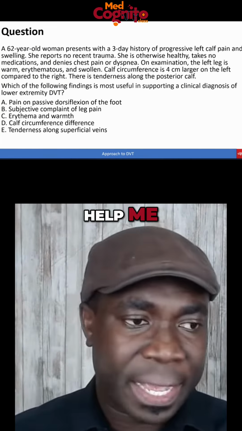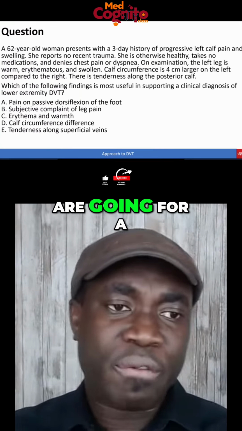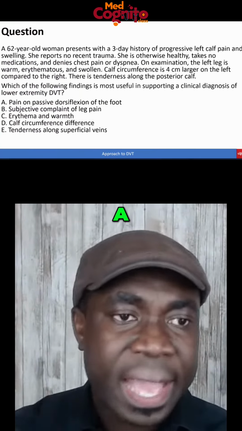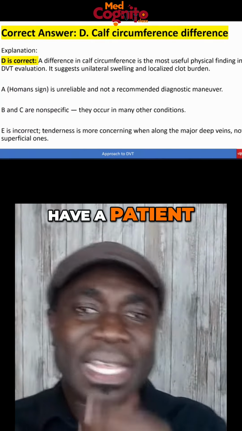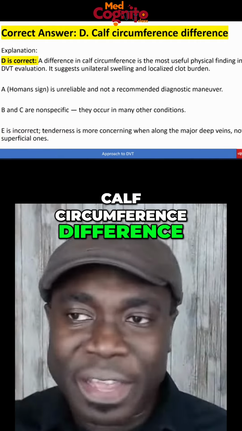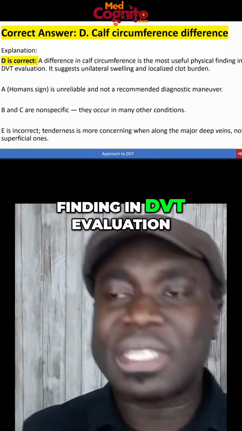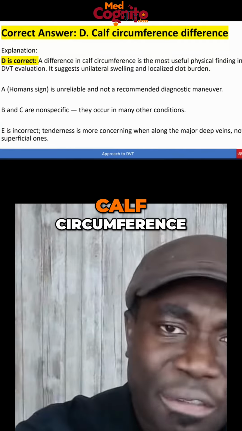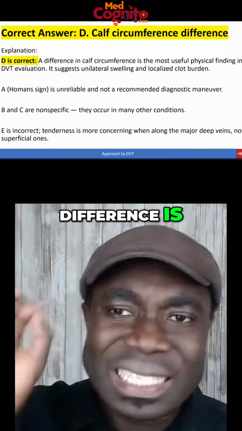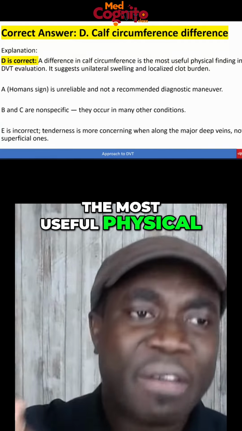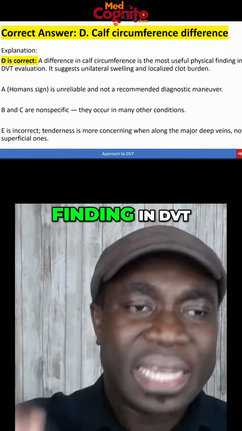Doctors, help me. I see a lot of doctors are going for A. Doctors, please, if you have a patient, calf circumference difference is the most useful finding in DVT evaluation. Let me say it again. Calf circumference difference is the most useful physical finding in DVT because it suggests unilateral swelling and localized clot bed.